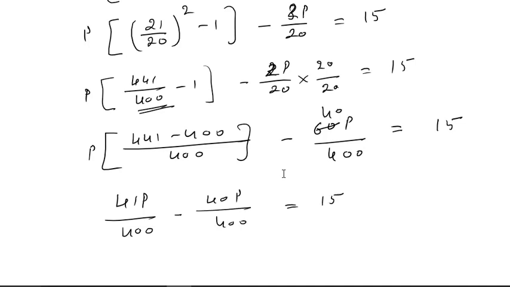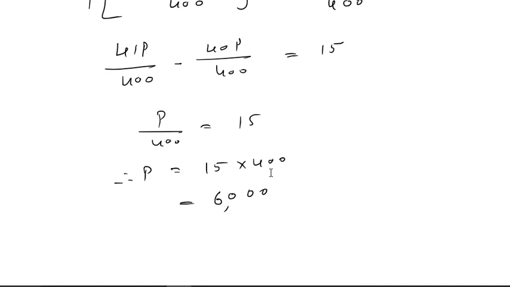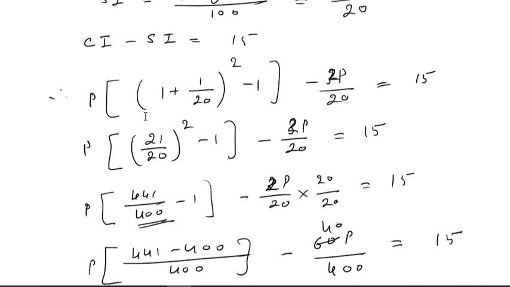41 minus 40 is 1. So only P upon 400 is equal to 15. Therefore, P is equal to 15 into 400. 15 fours are 60, so I will say the principal is rupees 6,000. Is this problem simple? Yes. Okay. Let us again see what the problem is.